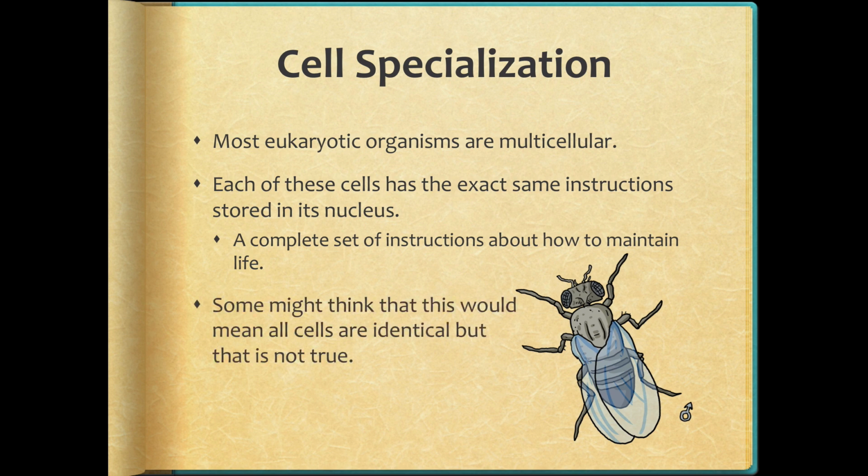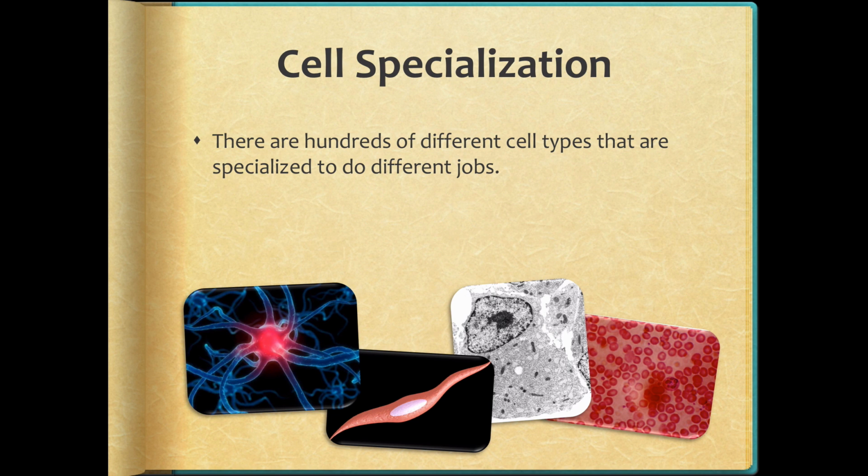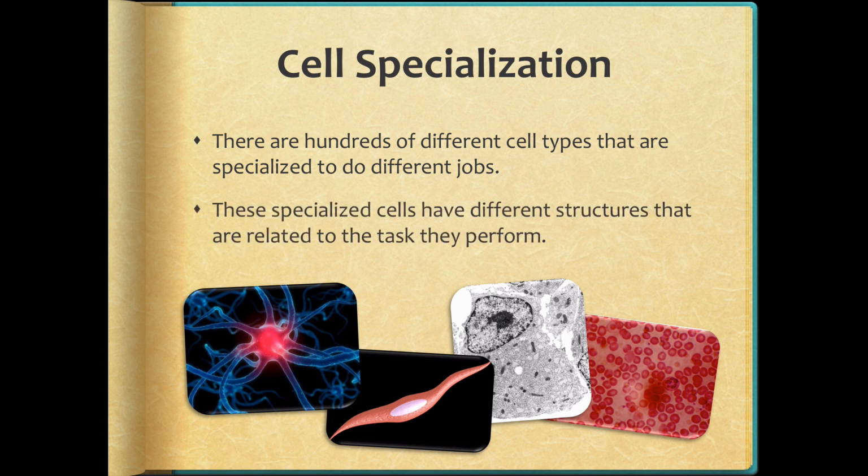Some might think that this would mean that all cells are identical, but that is not the case. There are hundreds of different types of cells that are all specialized to do different jobs. These are specialized cells that have different structures that are related to the tasks that they perform.